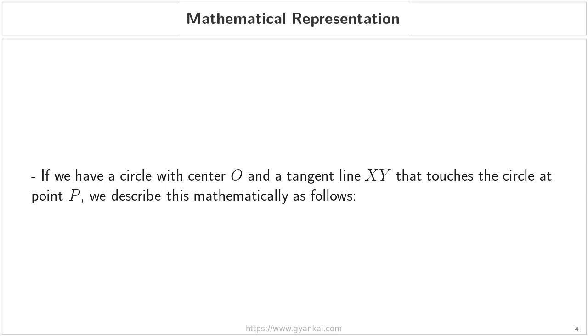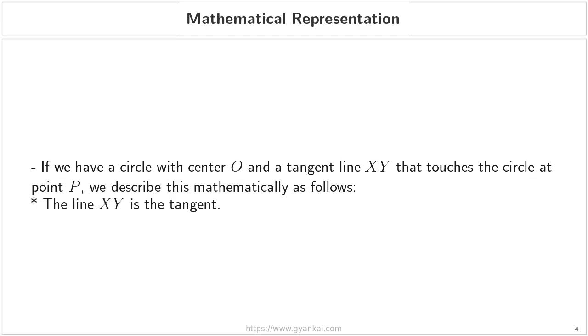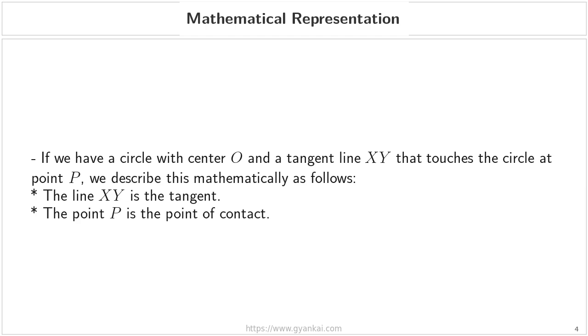If this line touches the circle at a specific point, let's call that point P. We can describe the relationship between these elements very precisely. First, we identify the line xy as our tangent. Following our discussion from the previous slides, we know this line doesn't cross into the circle, but merely grazes it. The point where this meeting occurs, point P, is what we formally call the point of contact.